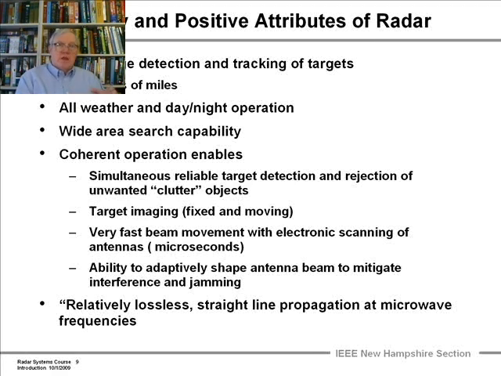Fixed targets are imaged with so-called synthetic aperture radar techniques, and moving targets using the Doppler principle, which I'll explain in a couple of view graphs. We're going to show you that this coherence allows us to take a line of sources of electromagnetic energy and phase that energy such that you can point the beam electronically by changing the phase of the different transmitters along a line. If you can change that phase very fast, you can point the beam over here and then microseconds later point the beam in another direction.